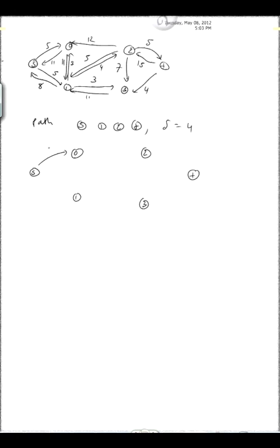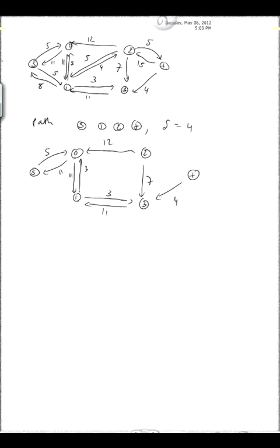We didn't touch this edge, so the 5 and 11 just stay here. We didn't touch this edge, so this 12 remains. Didn't touch this edge, so this 4 remains. Didn't touch this one, so the 7 remains. The 3 and the 11 remain, and then this 3 and this 11 remain. But the rest of the edges we touched.